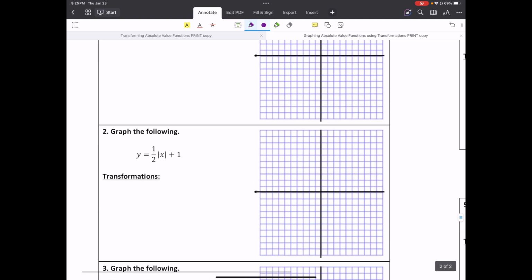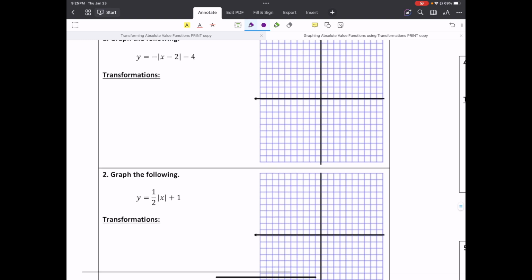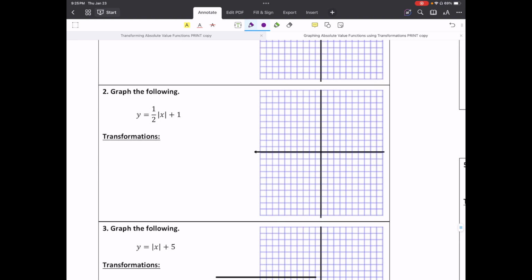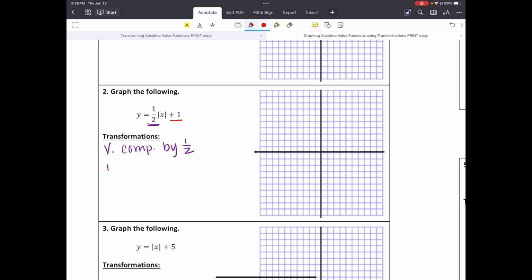Let's do one more together. Look at number 2 on the back, okay? I'll let you go back and finish number 1 on your own. But if you look at number 2, notice it has a vertical compress by 1/2. And then it also moves up 1. When we graph this one, we start at 0, 0, we go up 1, draw our vertex.